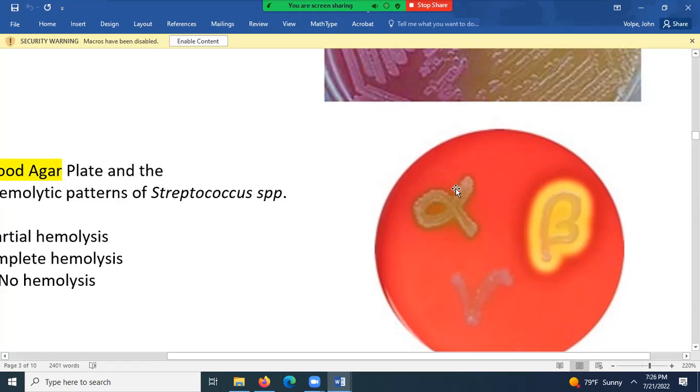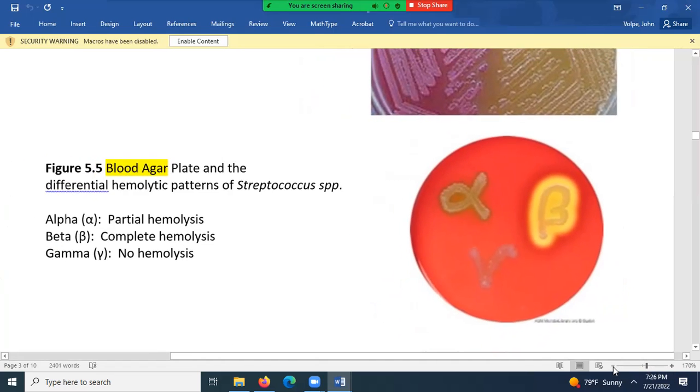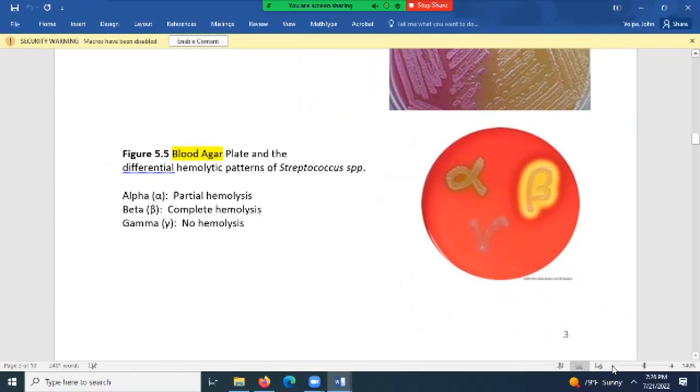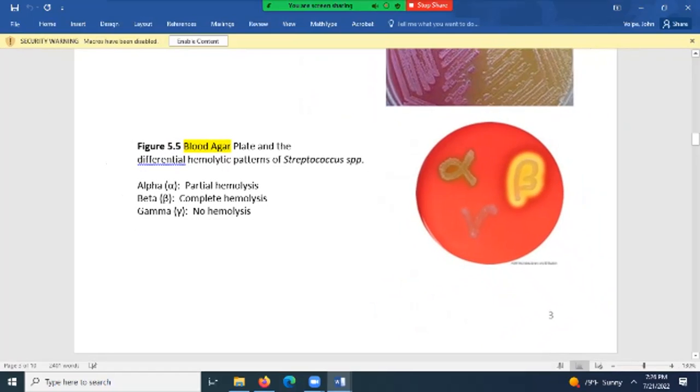So the three types of hemolysis: gamma, alpha, and beta hemolysis. Normally, when you have beta hemolysis, you'll have a darkened ring around the beta hemolysis. This right here is from partial hemolysis. And that's normal in a plate. Any question about any of that? One more time, I think.